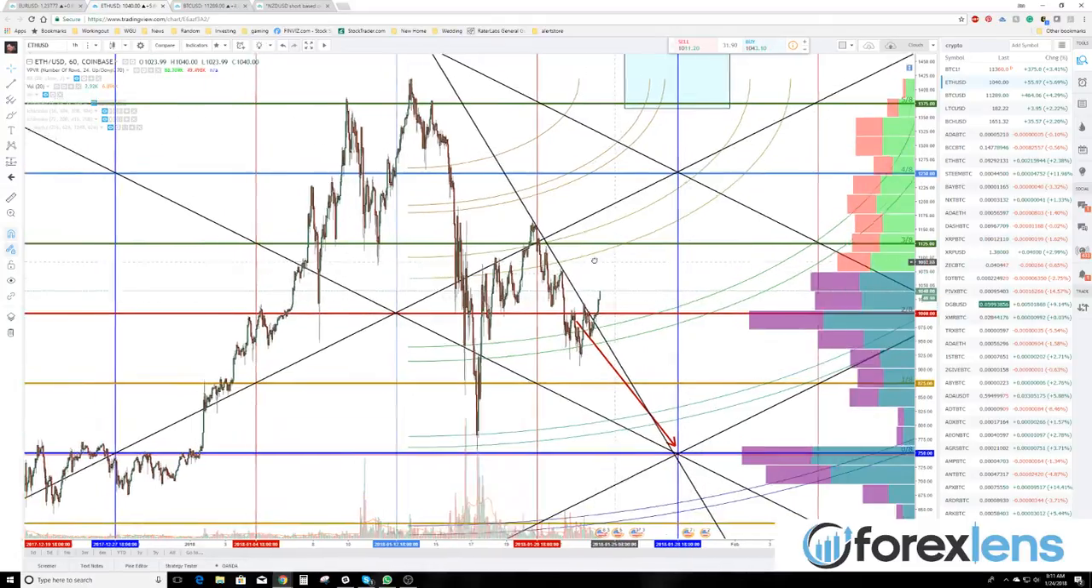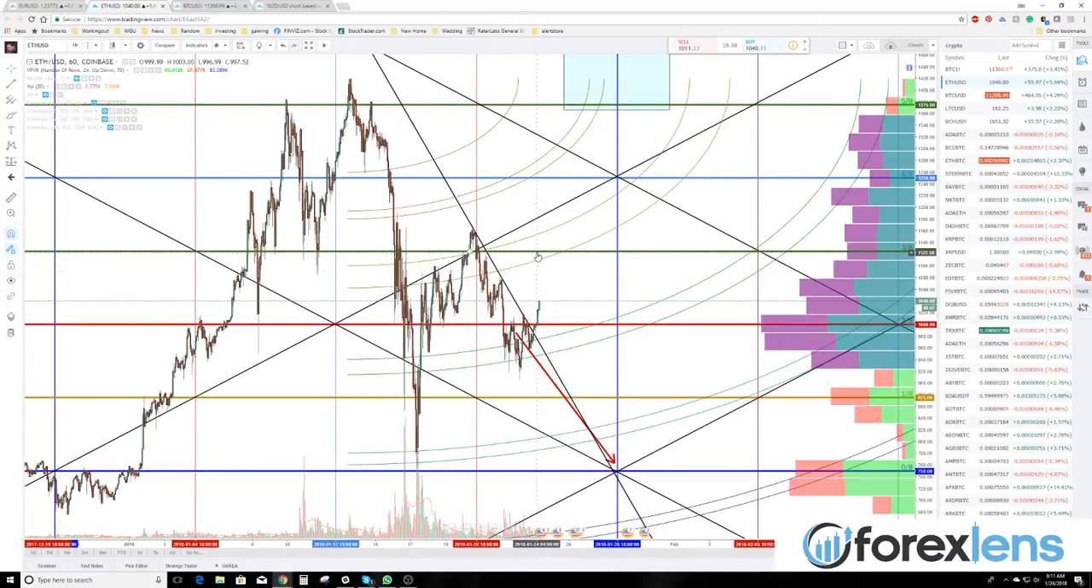So look for this guy to keep moving up, get some natural resistance at the 1100 area, but really not. This guy will lead the pack. Ethereum should lead the pack up and out. I also want to point this out.